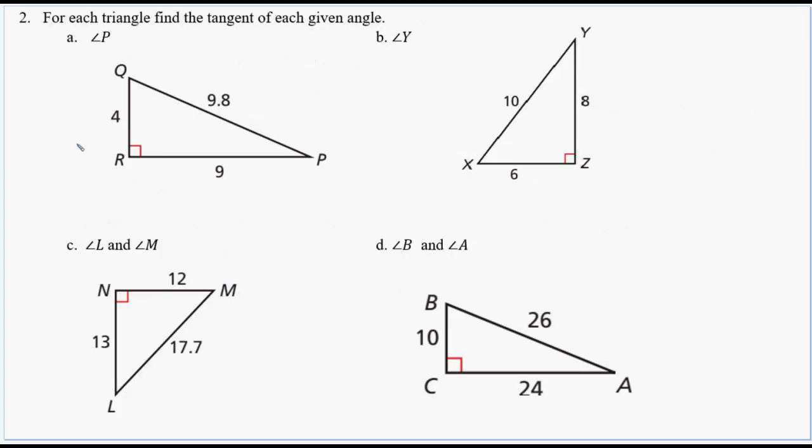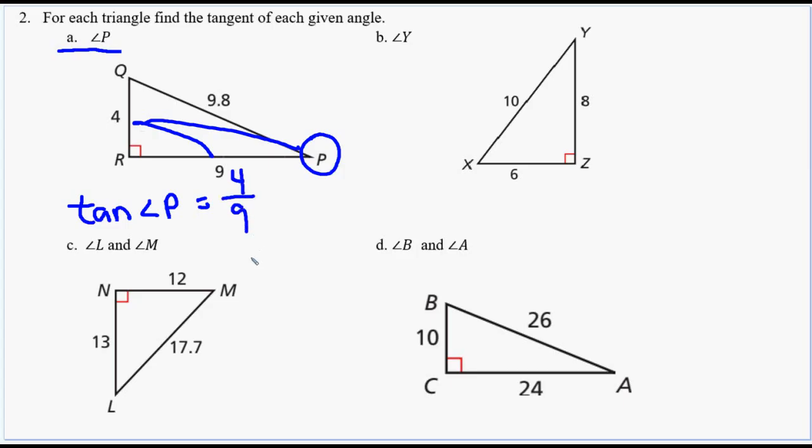All right, in the second practice problem here, for each triangle, find the tan of each angle. So first we want to find angle P. Angle P is down here. So the tan of angle P is opposite 4 over adjacent 9. 4 over 9, I prefer fractions, but as a decimal, that would be 0.4 repeating.